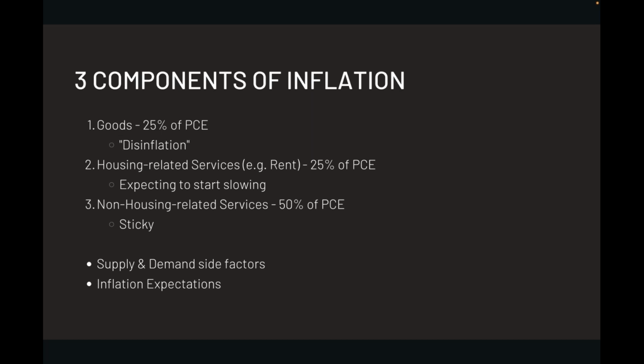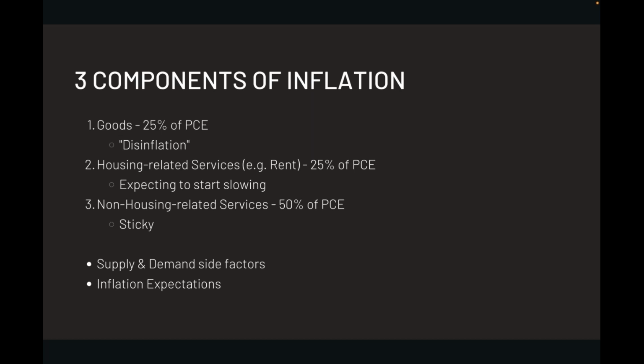These include used vehicles, clothing, etc. And actually, up until last month, we've seen the beginning of disinflation, where the goods inflation was heading back towards that 2 to 2.5% range. So that was very promising.